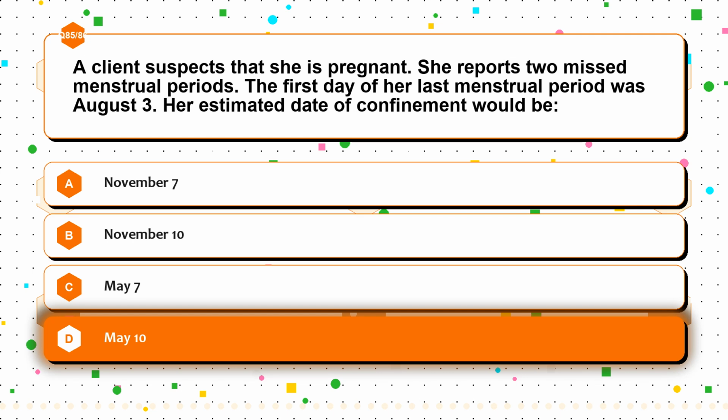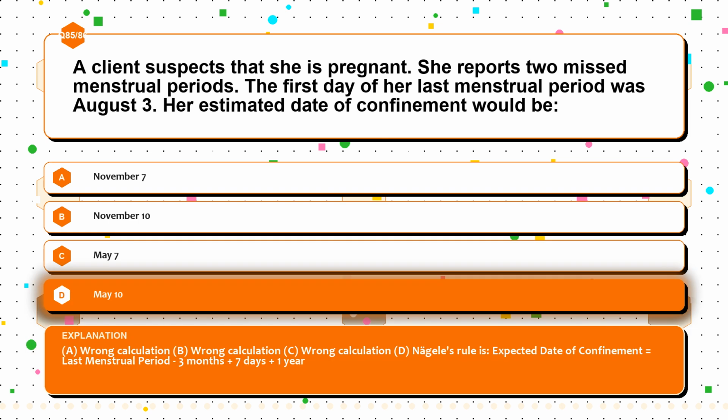The correct answer is option D, May 10. A. Wrong calculation. B. Wrong calculation. C. Wrong calculation. D. Naegele's rule: expected date of confinement equals last menstrual period minus 3 months plus 7 days plus 1 year.